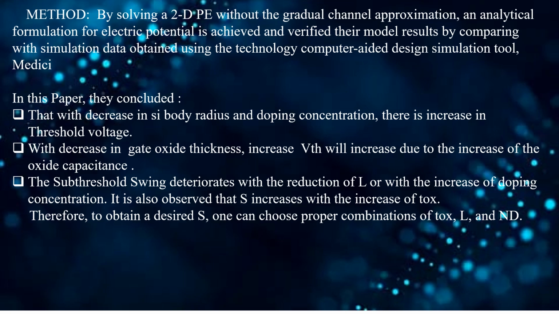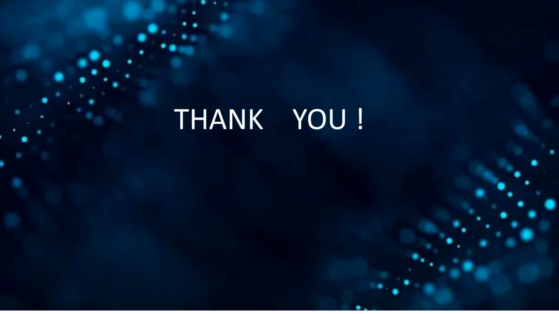Therefore, from this we can conclude that if we want to increase the VTH, we need to decrease the silicon body radius or the doping concentration or the thickness of the oxide, with the increase of the oxide capacitance. But if we want to decrease the subthreshold swing, we need to increase the doping concentration and also decrease the thickness of the oxide. Therefore, one has to choose the proper combination between the thickness of the oxide, the length of the gate and the doping concentration. Thank you.